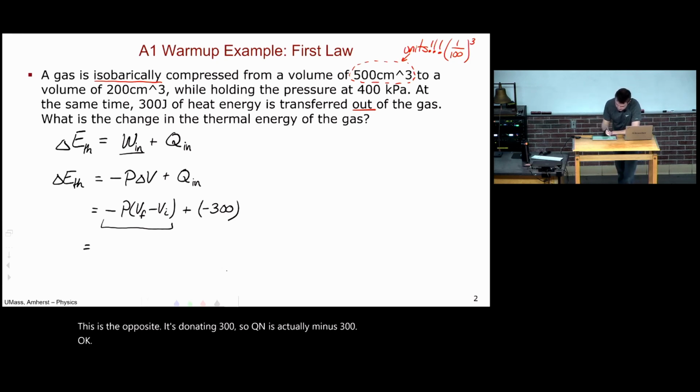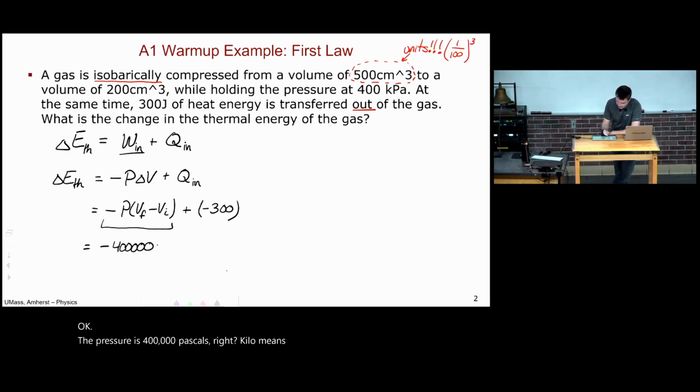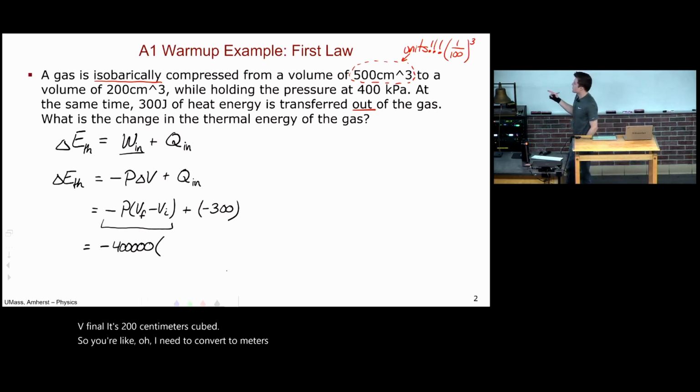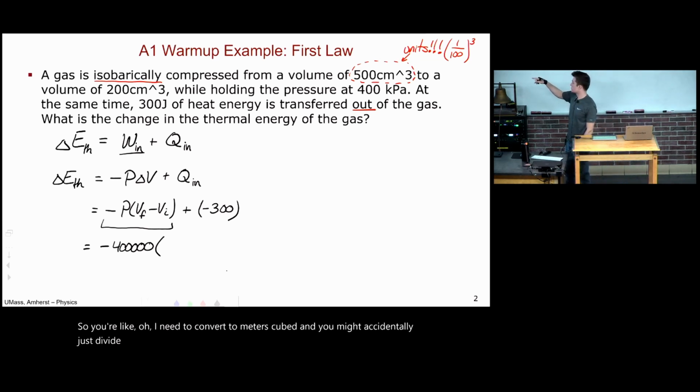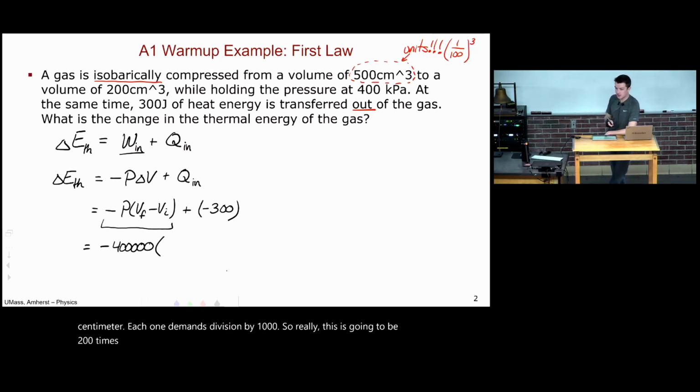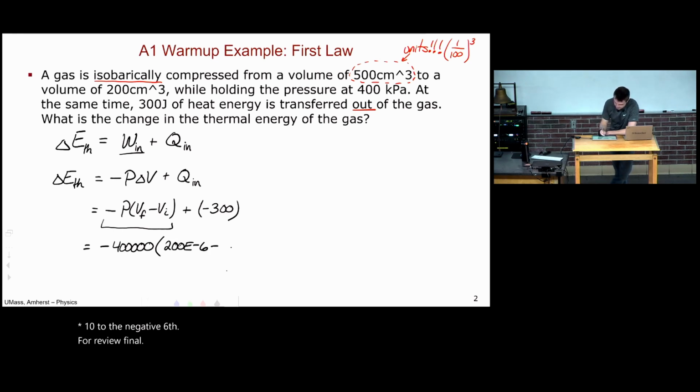The pressure is 400,000 pascals, right? Kilo means 1,000. V final is 200 centimeters cubed. So you're like, oh, I need to convert to meters cubed. And you might accidentally just divide by 100 once. But remember that there are 3 factors of centimeter. Each one demands division by 1,000. So really, this is going to be 200 times 10 to the negative 6th for V final. And similarly, the initial will be 500 E negative 6 meters cubed.